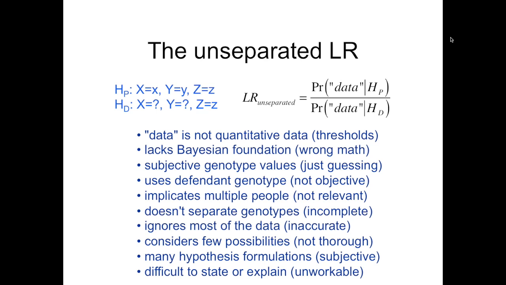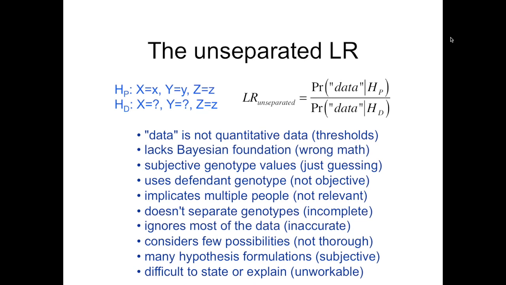This is much more complex. And here are some reasons why. I stopped at 10, but there are more reasons. First, the quote data is not really the data. It never was the quantitative data. It's just thresholded data that may be right, may be wrong, and has lost all the information of the pattern, the variation, and the peak heights. This expression with HP and HD is suggestive from Turing's H bar and H as alternative hypothesis, but it's not. It doesn't have a Bayesian foundation, and the math is wrong from a Bayesian perspective. It's suggestive, but it isn't science.